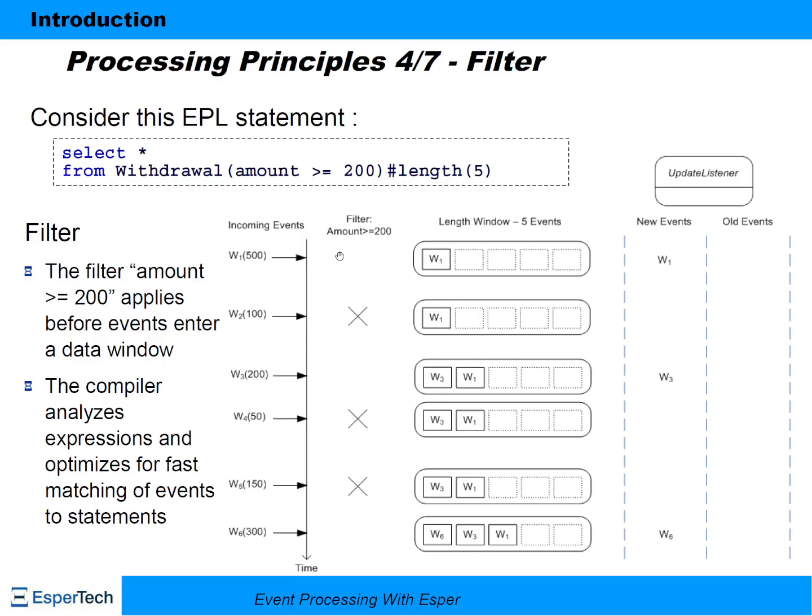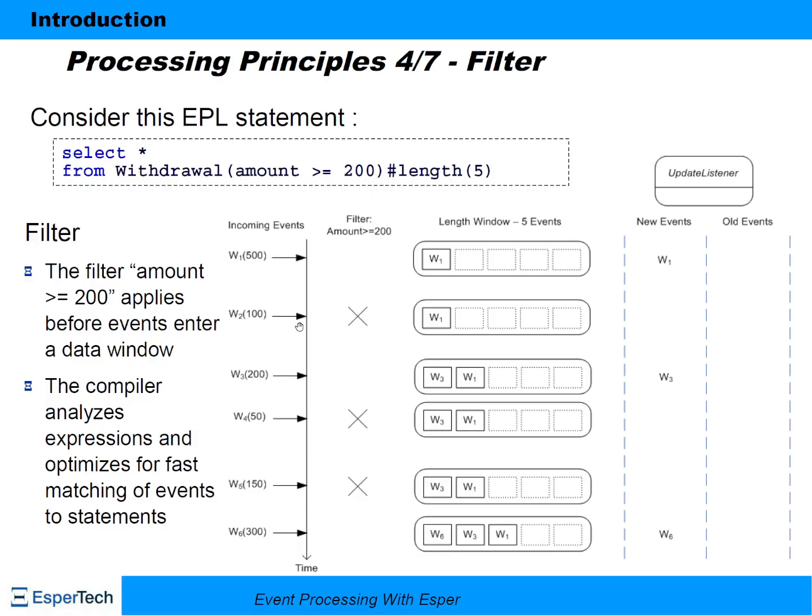When withdrawal event 1 with amount 500 comes in, since the amount value of 500 satisfies the filter, 500 is greater than 200, the runtime adds withdrawal event 1 to the length window and outputs withdrawal event 1. When withdrawal event 2 with amount 100 comes in, since the amount value 100 does not satisfy the filter, 100 is less than 200, the runtime ignores the withdrawal event 2.